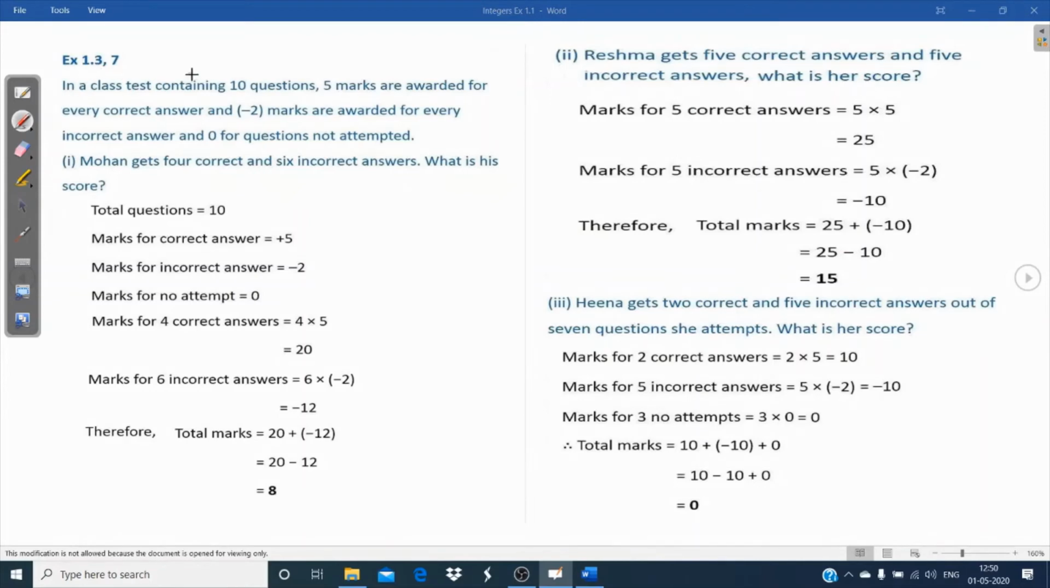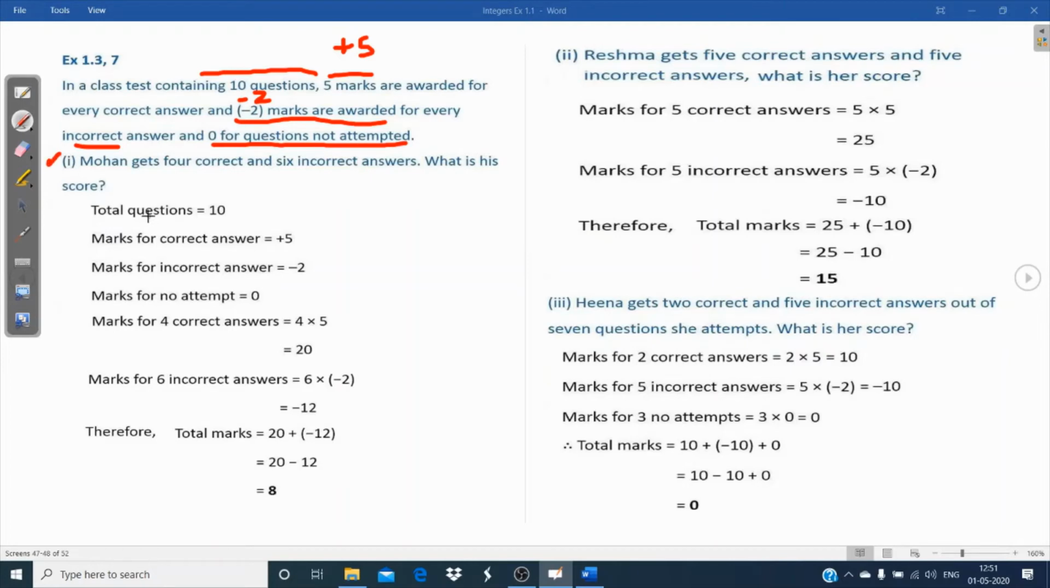Now question number 7. In a class test containing 10 questions, total number of questions are what? 10. 5 marks are awarded for every correct answer and minus 2 marks are awarded for every incorrect answer. If the answer is correct, you will get plus 5 marks, and if incorrect, 2 marks will be reduced every time. So that is represented by minus 2. And 0 for questions which are not attempted. If you are not attempting the question, you will get 0 marks.